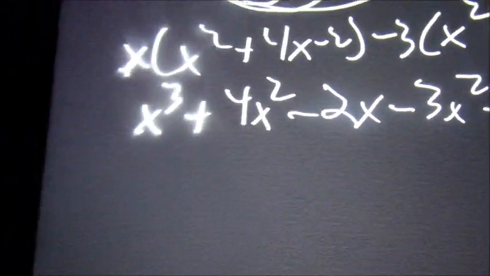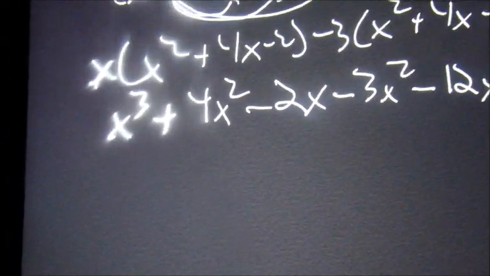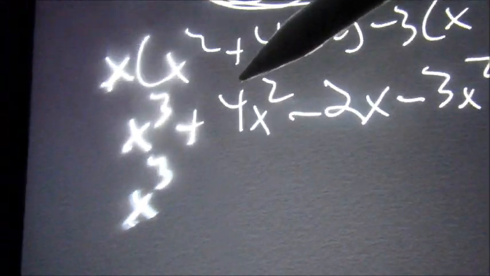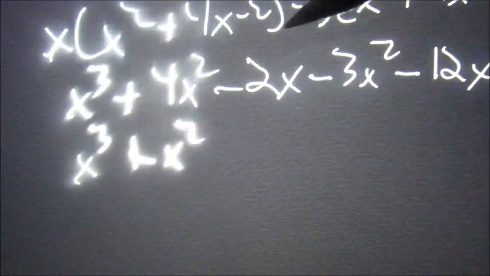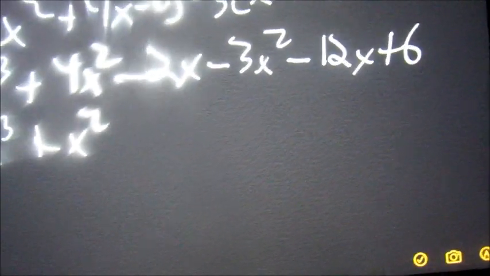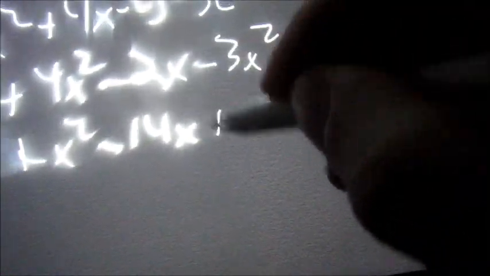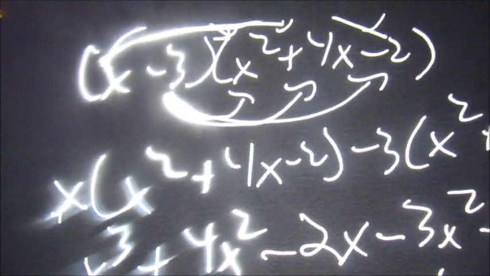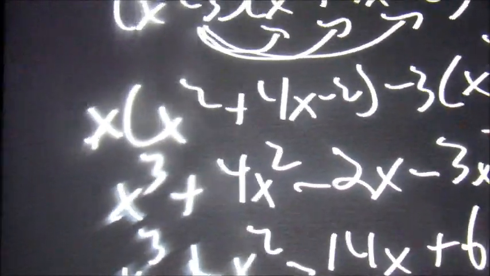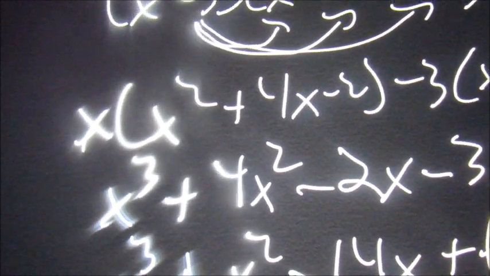So now we have to combine like terms. We have an x to the 3 and no other x to the 3's. We have a plus 4x squared minus 3x squared, so plus x squared. We have a minus 2x minus 12x, so minus 14x, and we just have a plus 6. So on these, when you have a binomial times a trinomial, you're going to distribute the binomial. You're going to distribute each part.